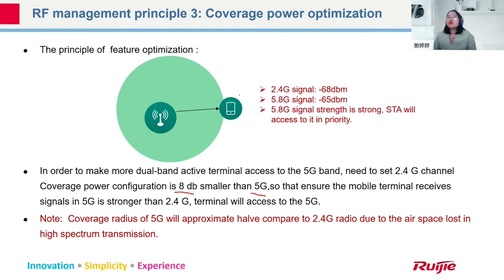Like in this example, the 2.4G signal value is -68 dBm, but for 5.8G, the signal is -65 dBm. So if the terminal searches for the SSID from two bands, we will choose 5.8G first because its strength is stronger.